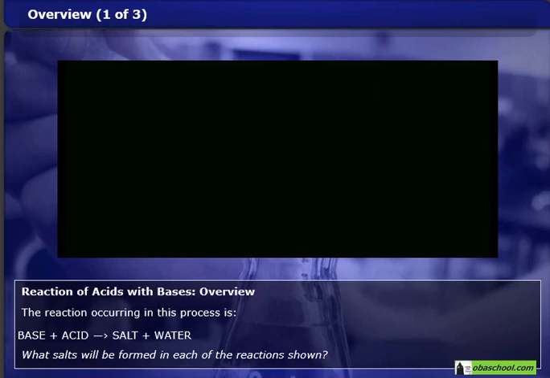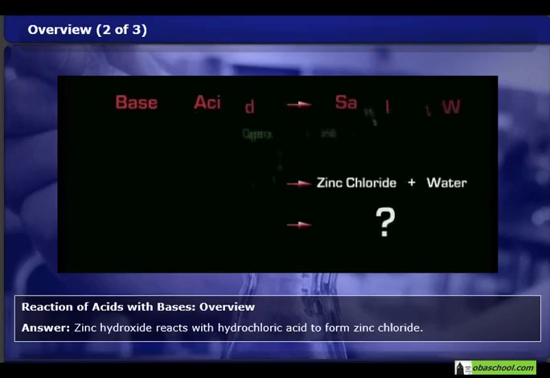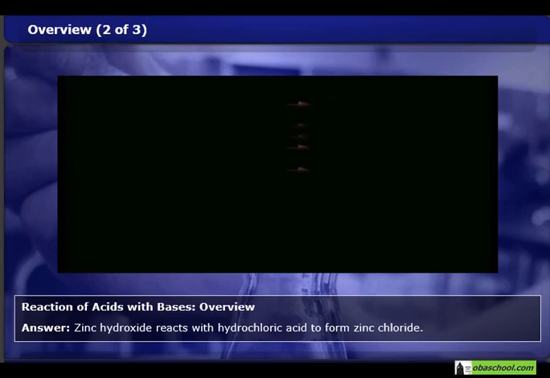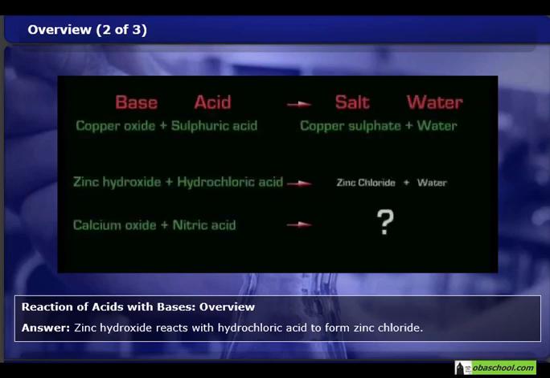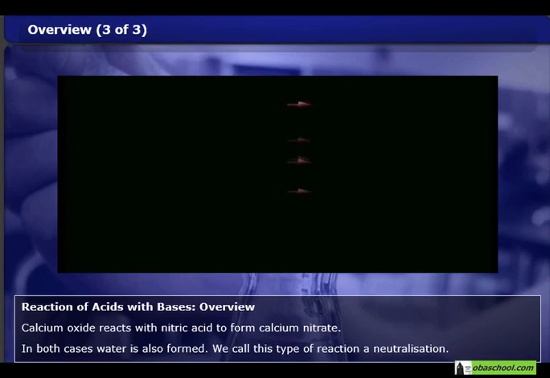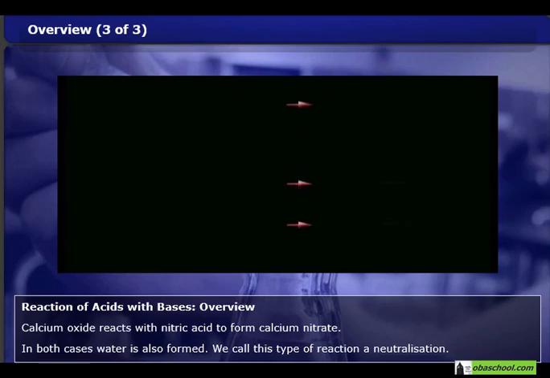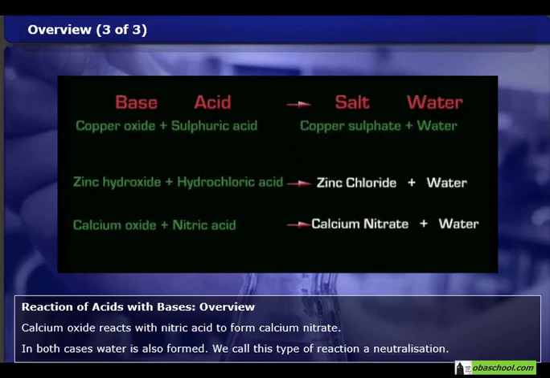Question: what salts will be formed in each of the reactions shown? Answer: zinc hydroxide reacts with hydrochloric acid to form zinc chloride. Calcium oxide reacts with nitric acid to form calcium nitrate. In both cases, water is also formed. We call this type of reaction a neutralization.